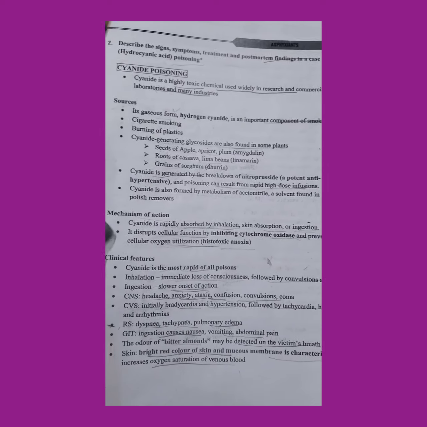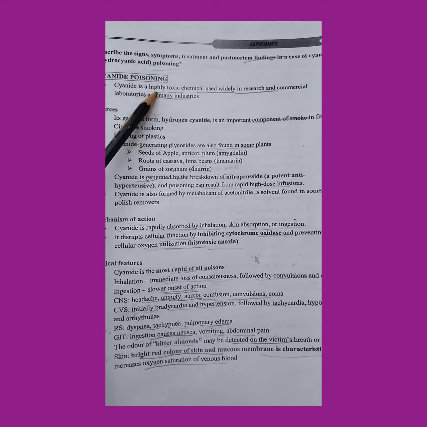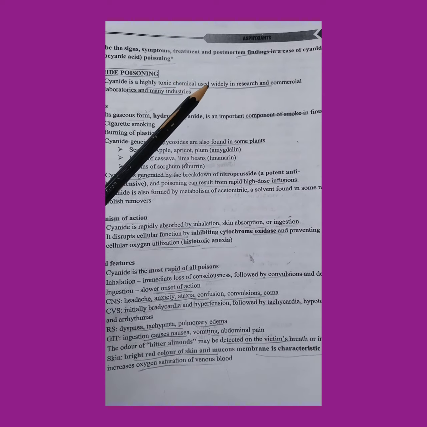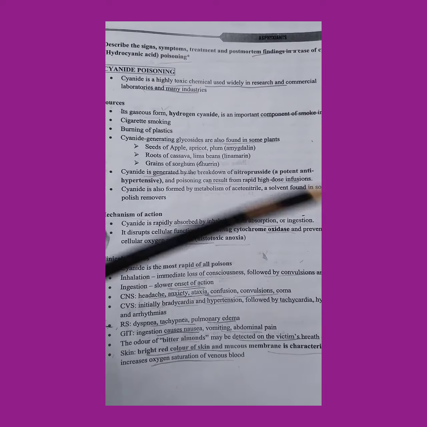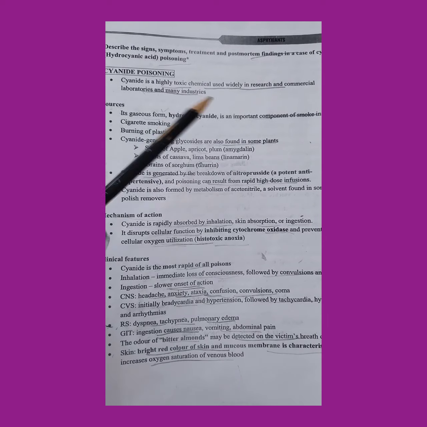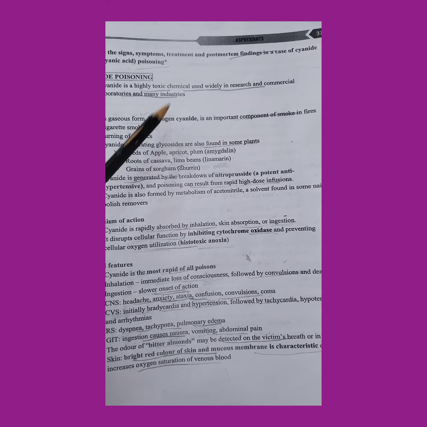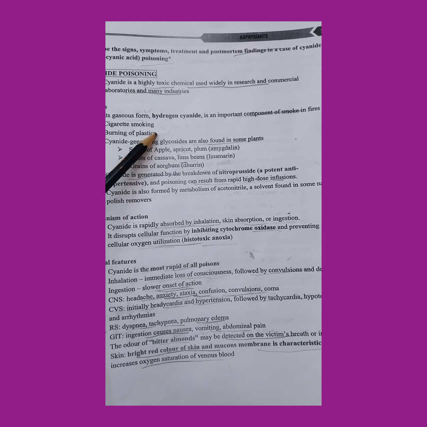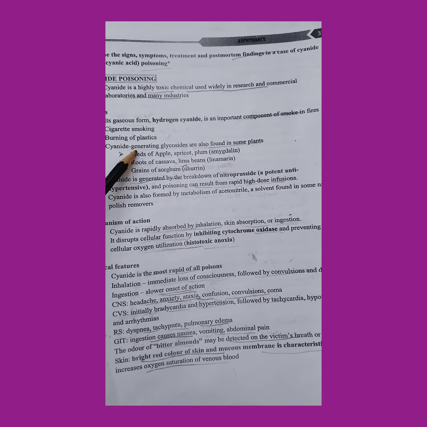Guys, today we are going to discuss cyanide poisoning. Cyanide is a highly toxic chemical which is widely used in research and commercial laboratories and in many industries. Sources: its gaseous form is hydrogen cyanide, which is an important component of smoke in fires, cigarette smoking, and burning of plastic.